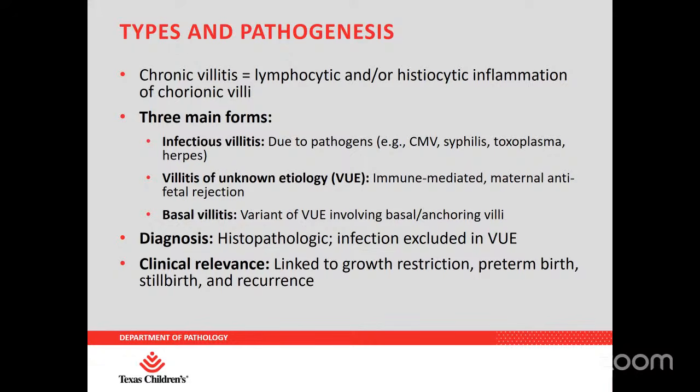Clinically, VUE is linked to complications such as growth restriction, preterm birth, stillbirth, and it has a high recurrence risk in subsequent pregnancies. A related variant, basal villitis, affects anchoring villi and has been associated in some literature with donor oocyte pregnancies, placenta accreta spectrum, and hypertensive disorders.